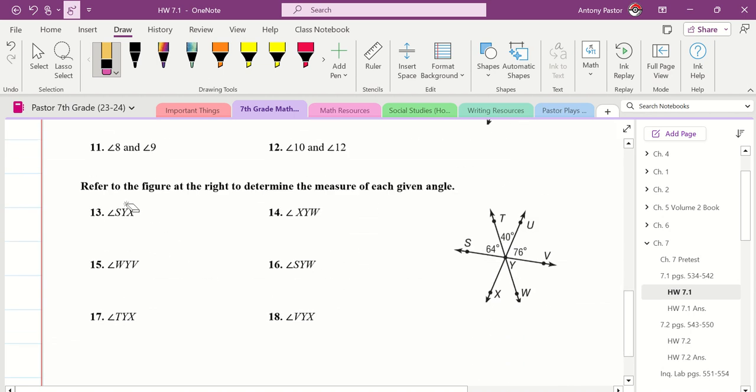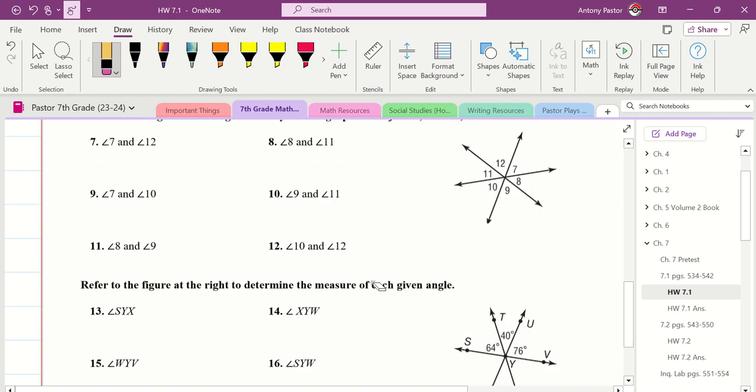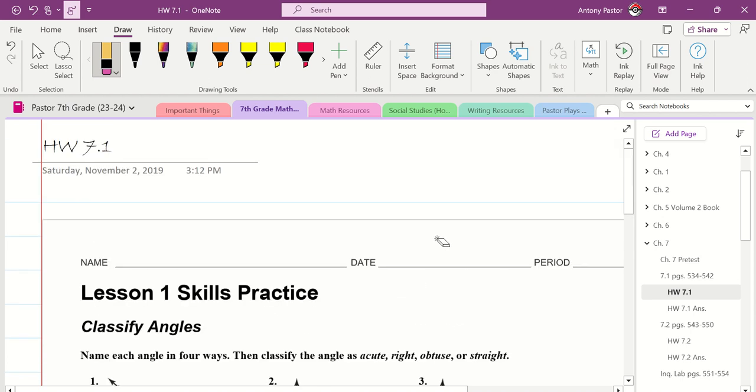And then questions 13 through 18, refer to the figure at the right to determine the measure of each given angle. They're giving you some measurements. Again, you should be able to figure out what they are by using congruency. Hint, hint, wink, wink. This shouldn't be hard. And that's class. So tomorrow you guys have a work period. Make sure you guys pack up. Okay, wait. I'm going to stop the recording.